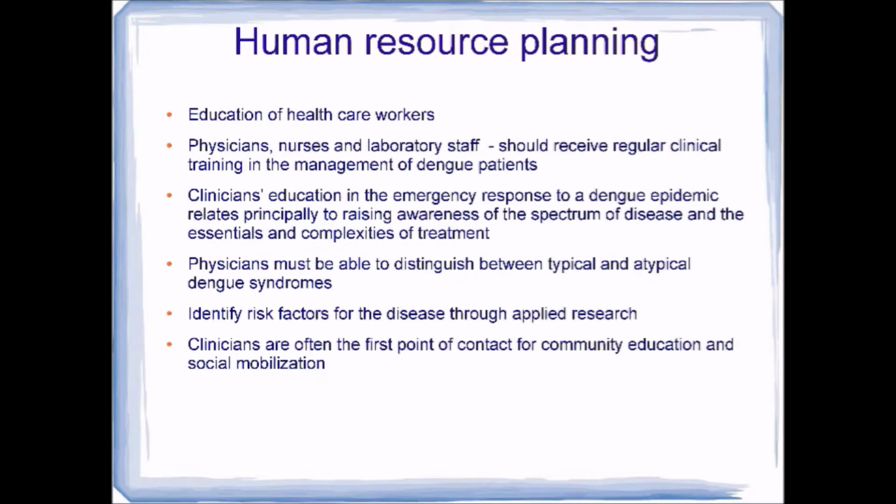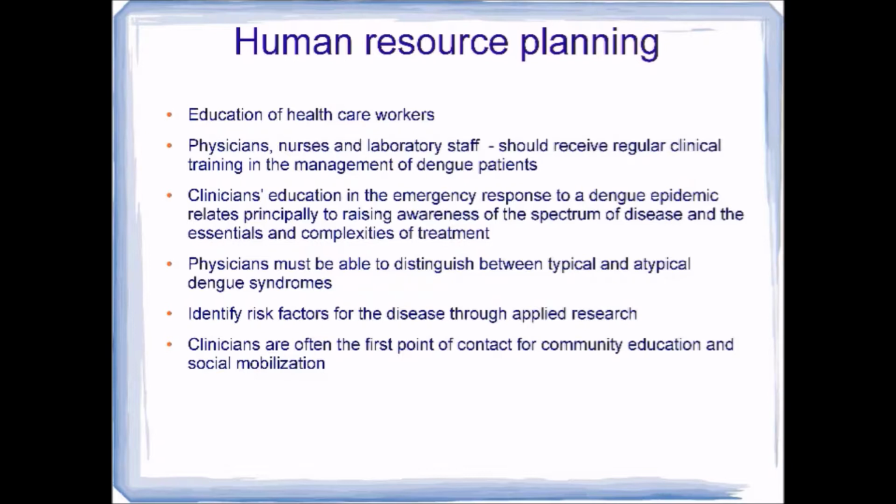In addition to human resource planning for surge situations such as epidemics, the education of healthcare workers should draw attention to the importance of laboratory testing and case notification. Many healthcare providers fail to report dengue activity until they receive a positive laboratory diagnosis, because they are unaware that prompt vector control measures can be initiated as soon as suspected cases are notified.